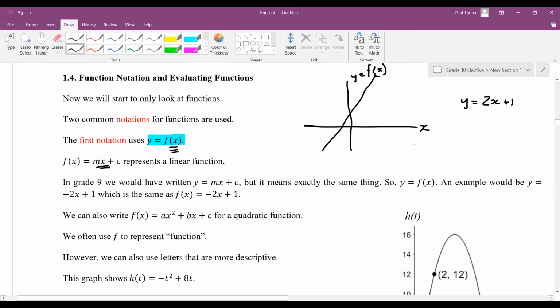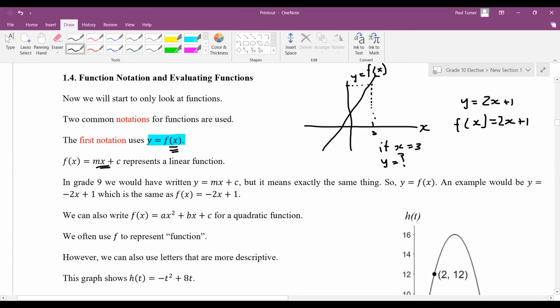So you're probably wondering why would we do that? So let's write it as f(x) equals 2x plus 1, like that. Now it's just a convenient notation. That's why we do it. So for example, if x equals 3, what is y? Okay, so if you went to 3 in your graph here, and I wanted to know the value of y, I would just put it in here, wouldn't I?